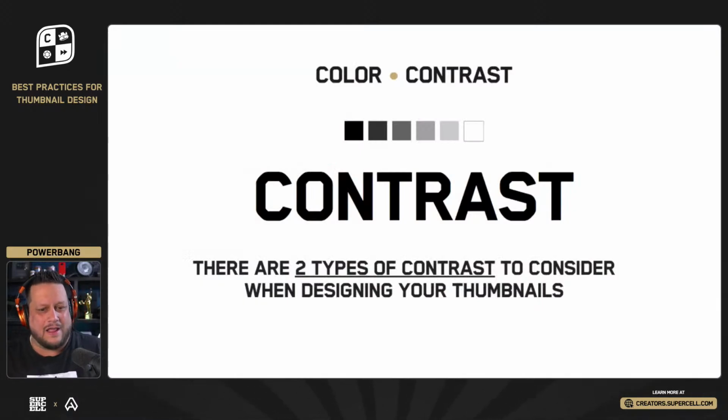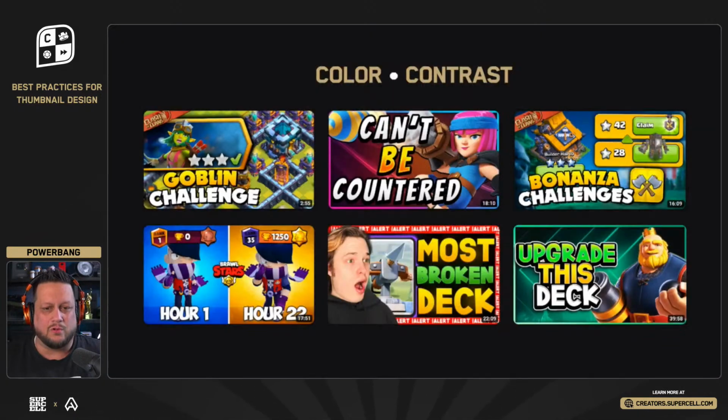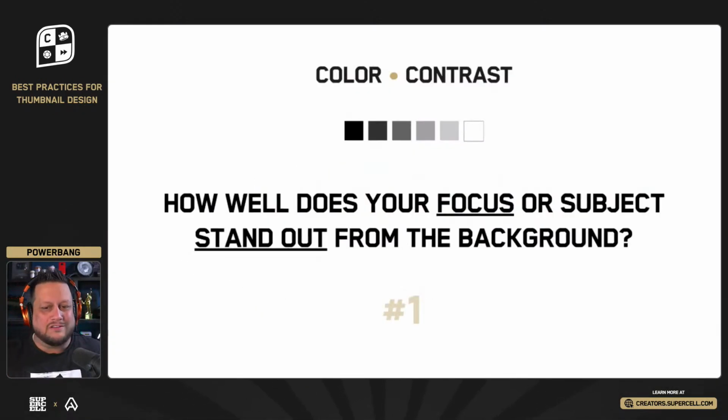And contrast, right? What does that mean specifically? There are two types. One is, if you look at all of these examples, the contrast in the thumbnail itself. That means looking at the text: can I see it? Does it blend into the background? All the contrast means is, do elements of a thumbnail distinguish themselves from one another? So if Juicy J is in a thumbnail, is he visible, or does he blend into the background? Is he overpowering the subject? Do the elements stand out? That's one thing we're looking at with contrast: how well does your focus or subject stand out from the background?